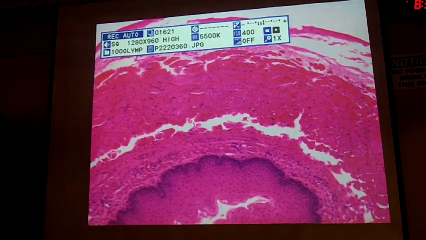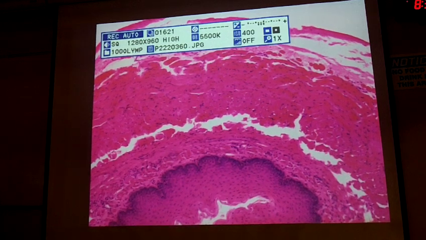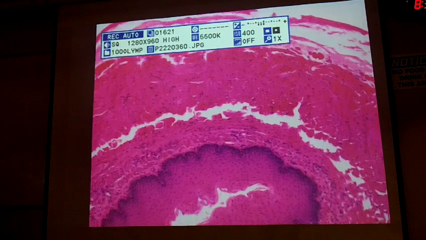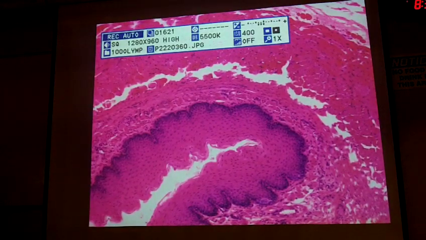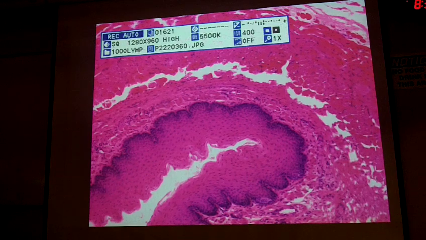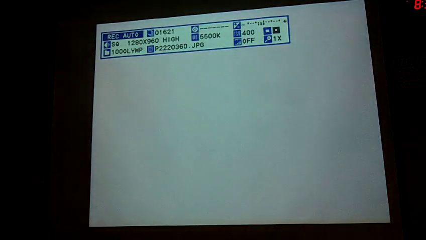So I think for this one, 10x is a really good magnification to look at. I don't really see the need to go up to 40x. I think 4x or 10x would be good for this one. Okay, so that's the esophagus. So I'm going to then switch over to the stomach.